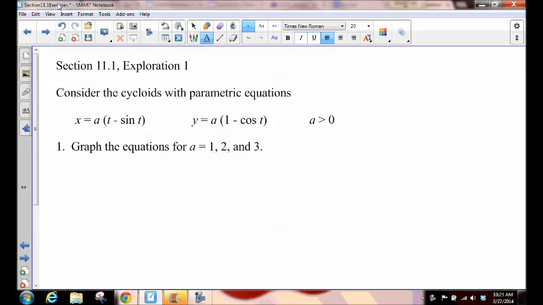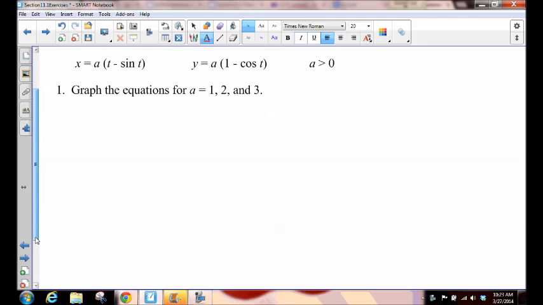Let's do section 11.1, exploration 1, which reads, consider the cycloids with parametric equations x equals a times (t minus sine t), y equals a times (1 minus cosine t), and a is going to be greater than 0. So part 1 reads, graph the equations for a equal to 1, 2, and 3.